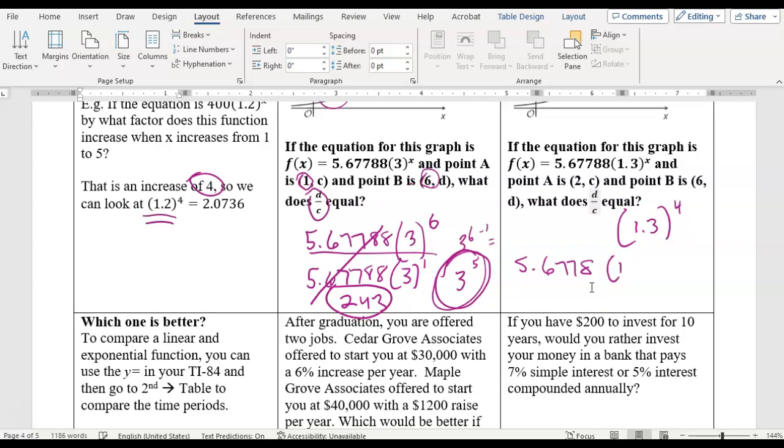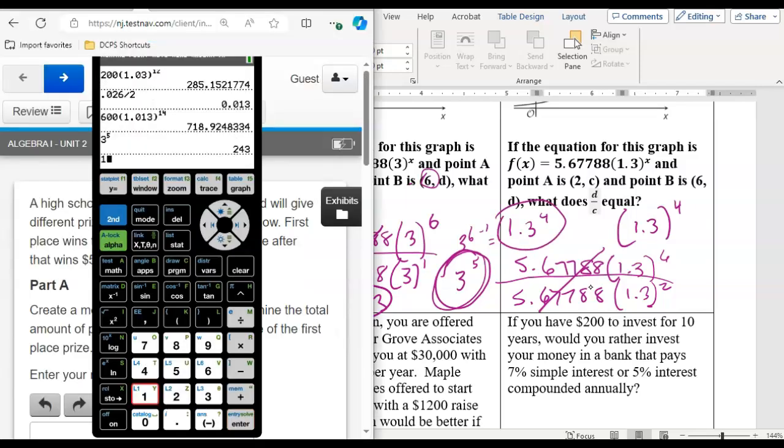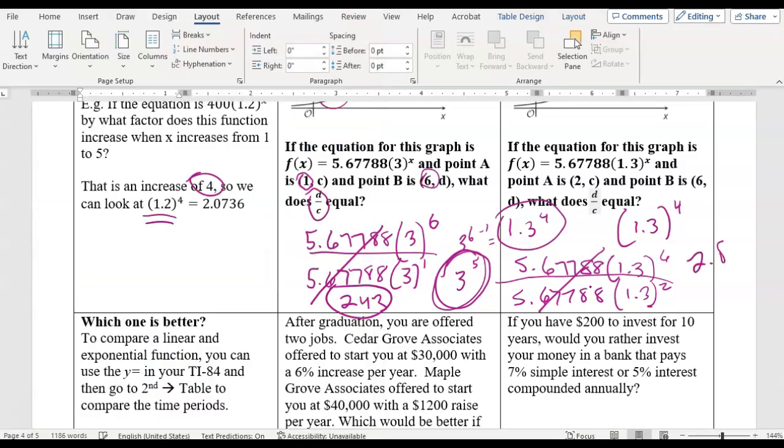5.67788 times 1.3 to the power of 6 divided by 5.67788 times 1.3 to the power of 2. Again, this cancels out. That's just 1. We have the same base here. This would be 1.3. 6 minus 2 is 4, to the power of 4. That is what we estimated earlier. And so you can plug that into your calculator. 1.3 to the power of 4. And it'll give us 2.8561. Okay.